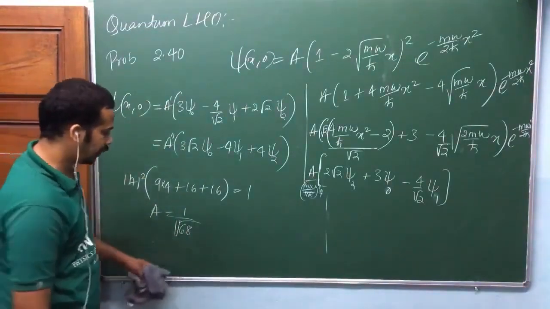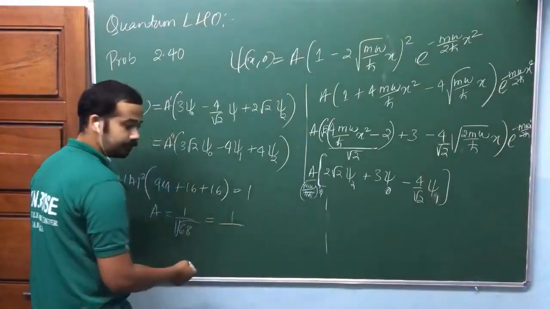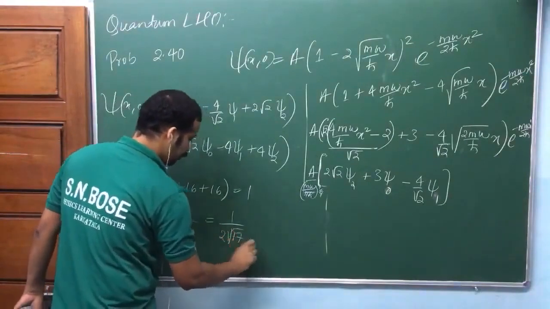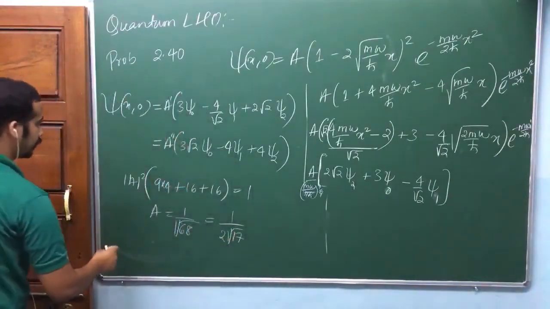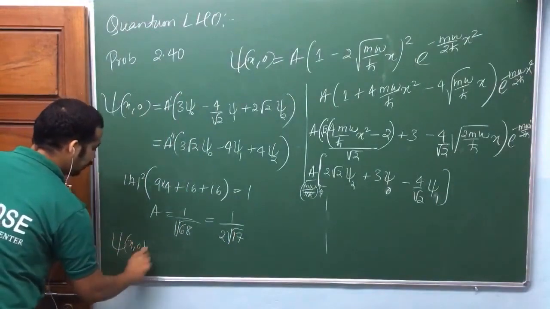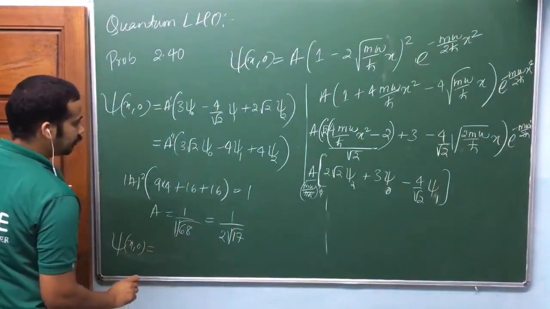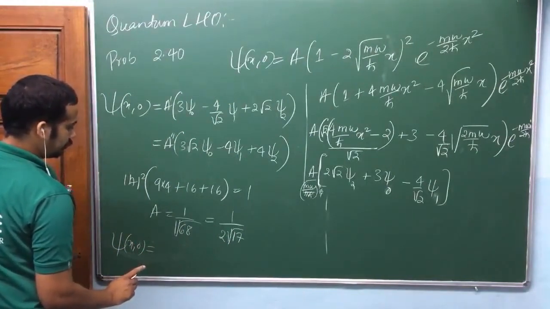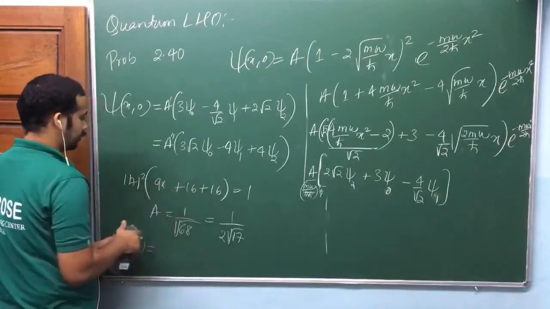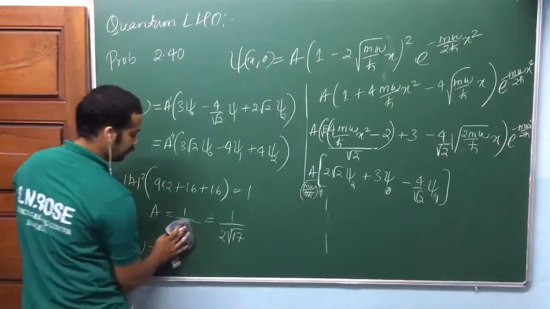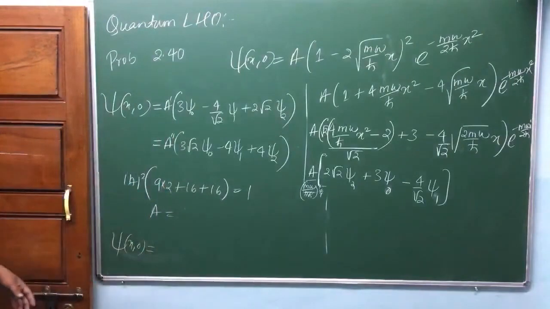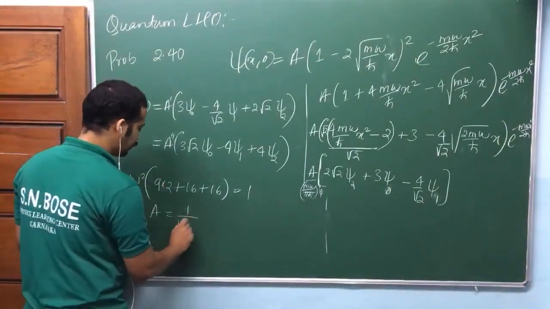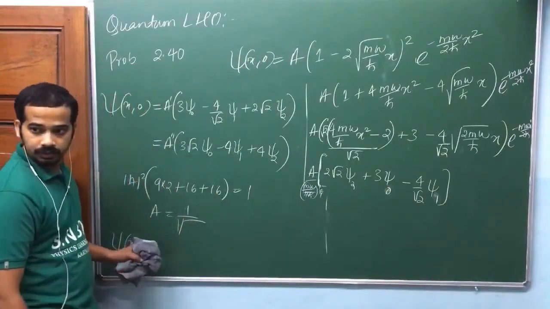What is root 68? How do you write root 68 quickly? 2 root 17. Okay, that will help you here. So psi of x. Sir, 9 into 2. 3 root 2 square is 9 into 2. Yeah, it is right. 9 into 2, not 9 into 4. Tell me, A equal to 1 by root. But sir, we have taken a 1 by root 2 term, right?